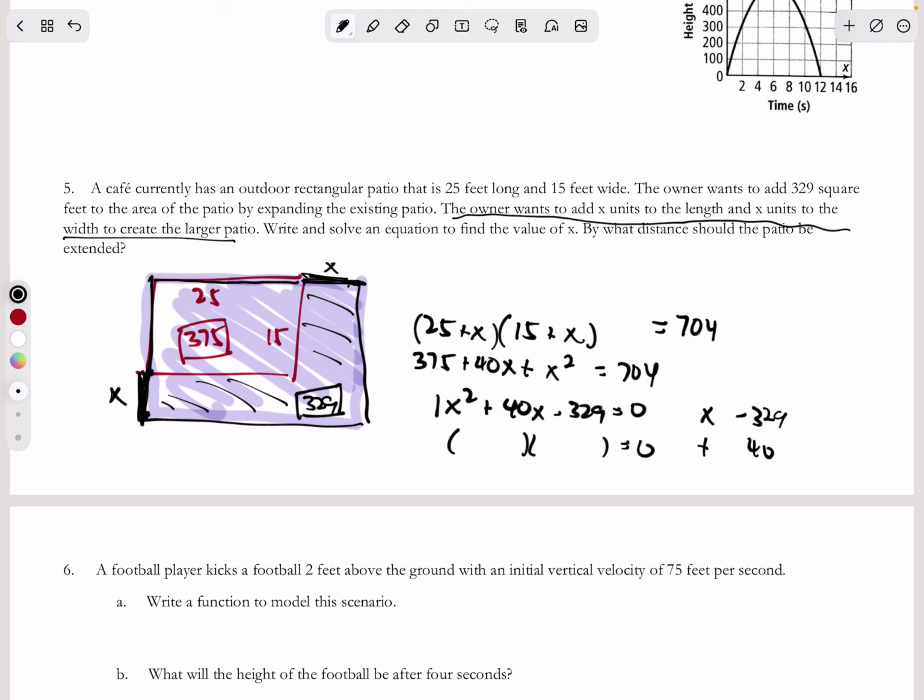I happen to know from doing the problem a couple of times that 47 times 7 is 329. And if I want them to add to 40, I can make the 7 negative. So I get (x + 47)(x - 7) = 0. So I could have added negative 47 units of length. That doesn't make sense. Or I could have added 7 units of length. So by what distance should the patio be extended? 7 feet. Okay, and that's the final answer there.